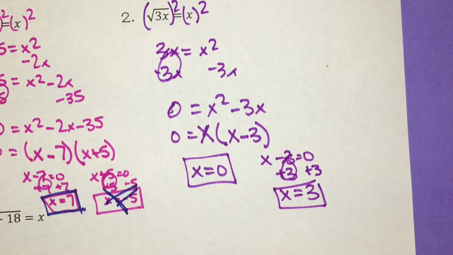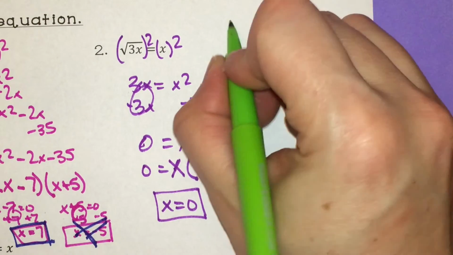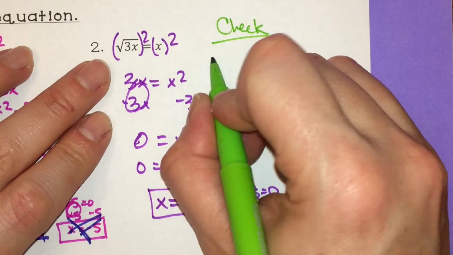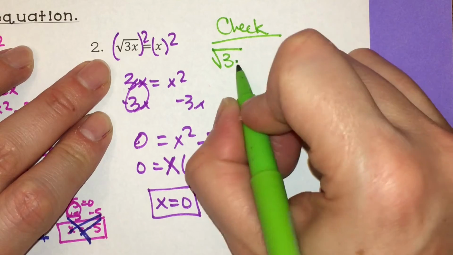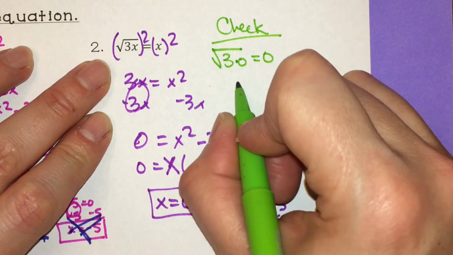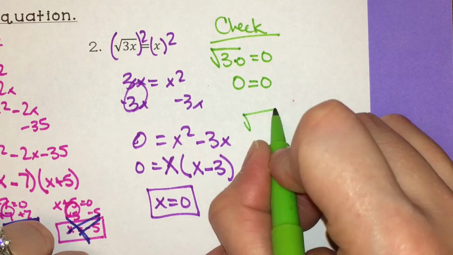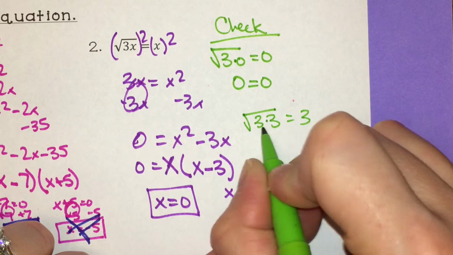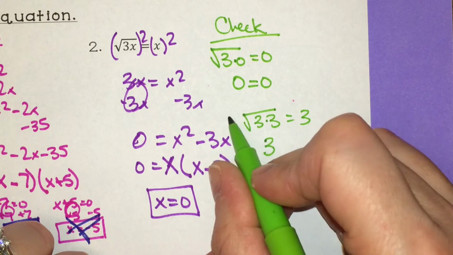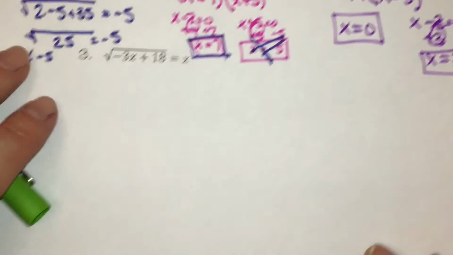So here I'm going to go back and double check that those are the correct answers. So check, see if anything's extraneous. We have square root of 3 times 0 is equal to 0. 3 times 0 is 0, and square root of 0 is 0, so the two sides are equal. Now plug in 3. Square root of 3 times 3 equals 3. Well, the square root of 3 times 3 is 3, because you have 3 multiplied by itself, so you can bring it out. And that equals 3, so both work.